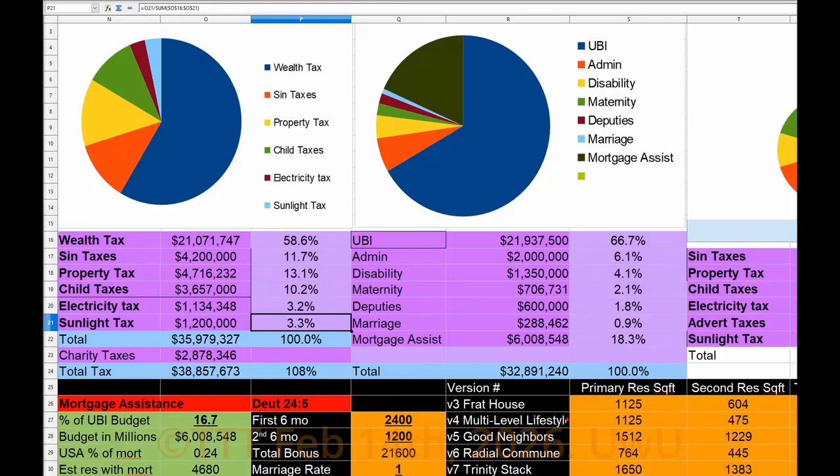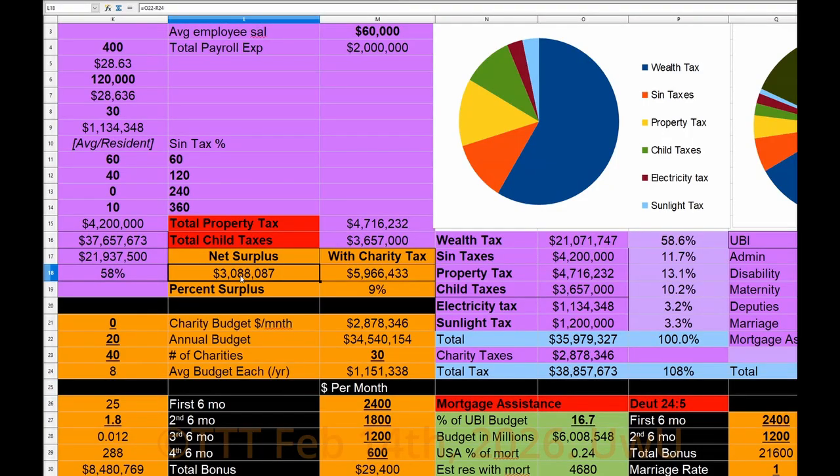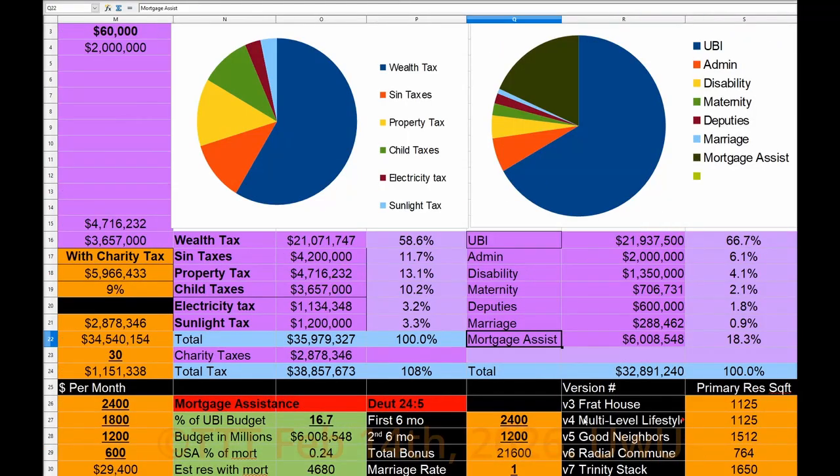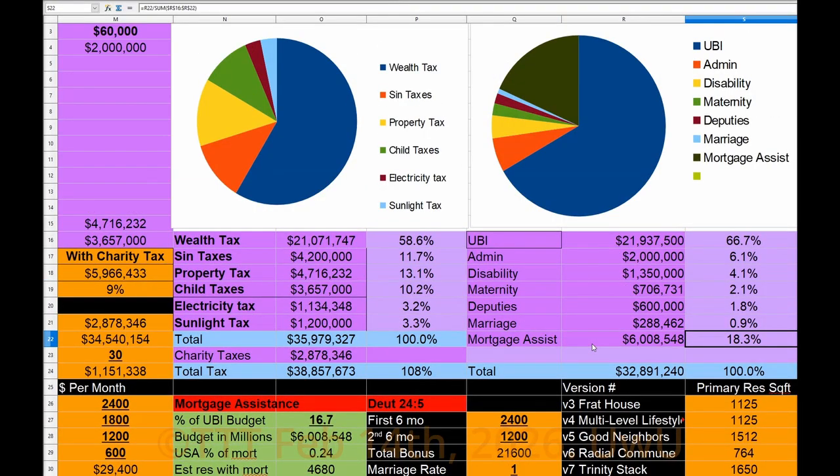And I cleaned up these numbers here. The mortgage, I took out charity from the costs, because this doesn't include charity, so this shouldn't include charity. So I took charity out of the costs, and look at this. 3 million net surplus, 9% net surplus. That includes the mortgage assistance. Including the mortgage assistance, we have a 9% surplus. How crazy is that? This math is unbelievable.